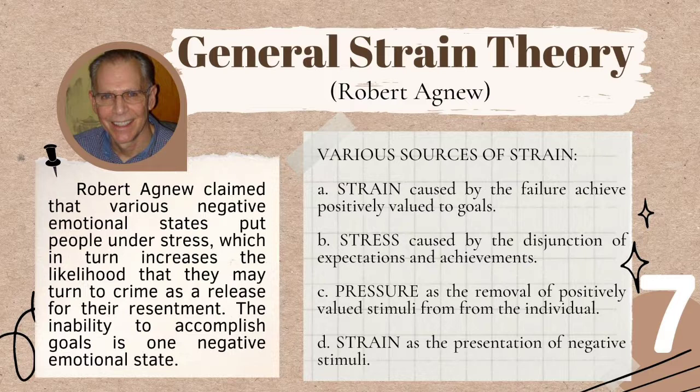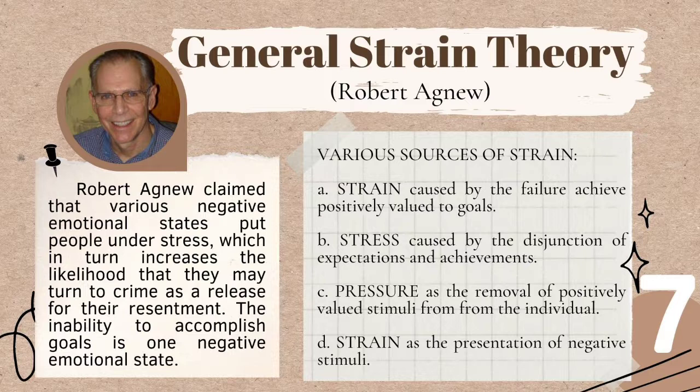So, according to Agnew, there are various reasons for the variance producing strain. Yung una is strain caused by the failure to achieve positively valued goals, like yung failure of having good grades. The second one is stress caused by the disjunction of expectations and achievements. The third one is the pressure as the removal of positively valued stimuli from the individual.